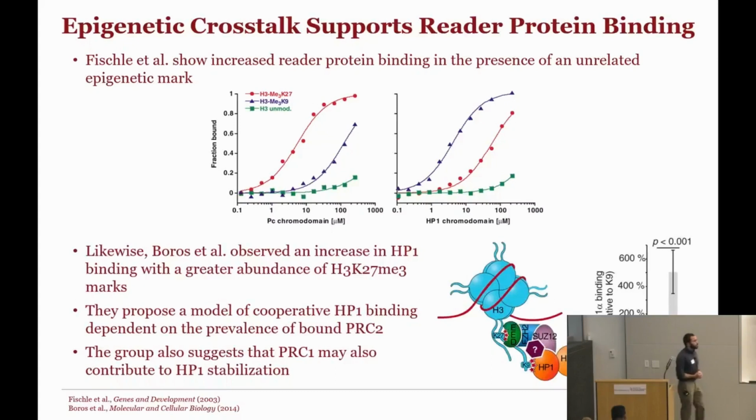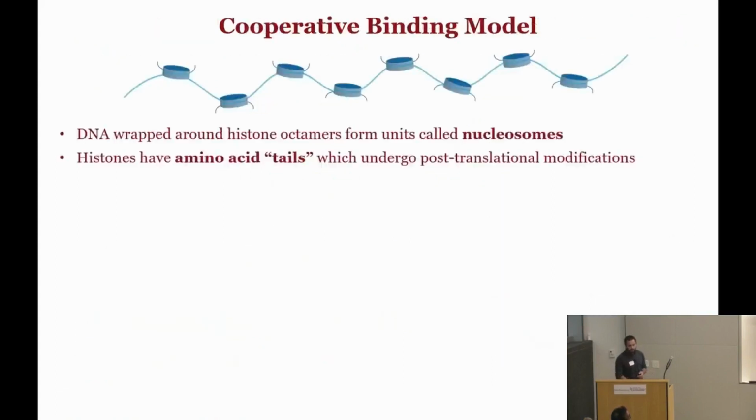Similarly, in 2014, a model was proposed by which the writer of H3K27me3 marks facilitates binding of HP1, and they demonstrate that up to a 6-fold increase in HP1 binding happens in the presence of H3K9 and H3K27me3 marks compared to H3K9me3 alone. So we're interested in developing a model that captures this cross-interaction, or that gives us a way to experiment with how cross-interaction affects chromatin structure.